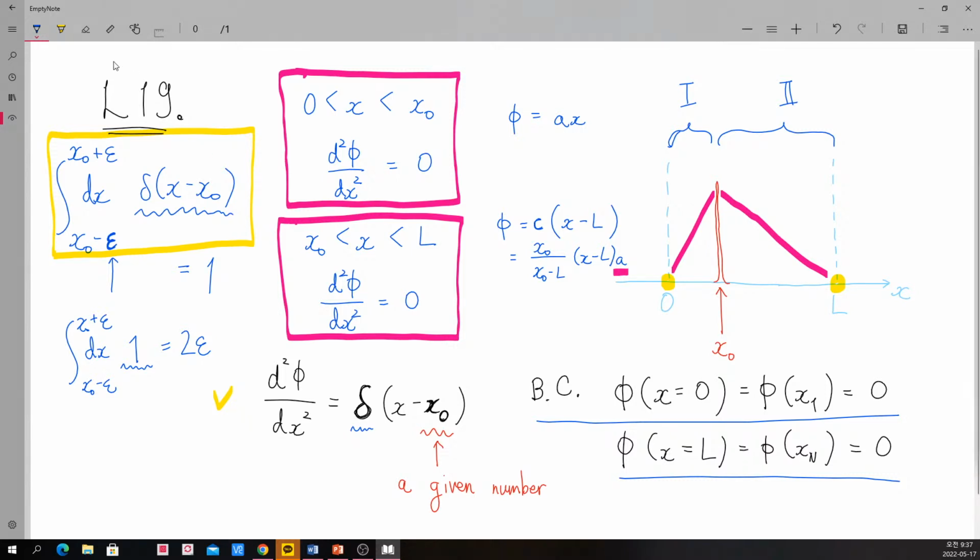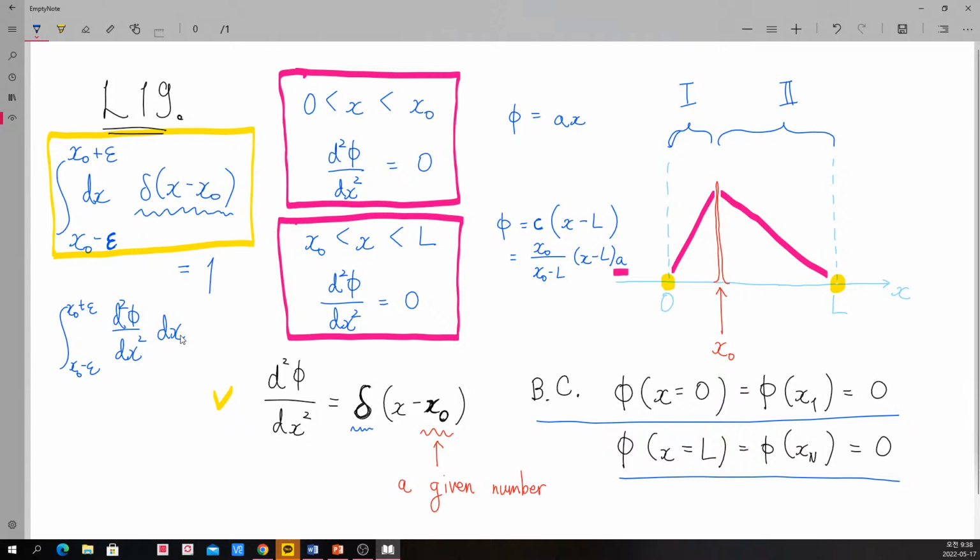Okay, good. Then now let's go to this part. Now we have this condition. Then let's try to integrate our Poisson equation over this short distance. Then what will happen to our left hand side term and right hand side term? Then the left hand side term will be the integration of our second order derivative.